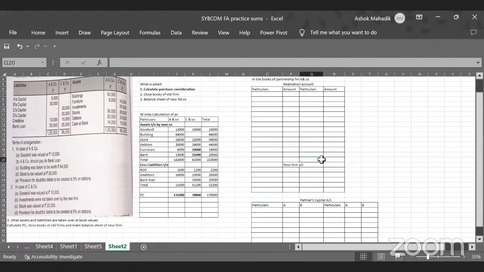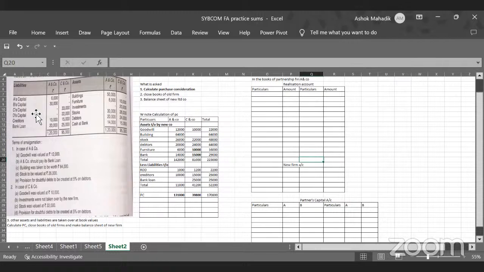Just pay attention. Those who attended the day before yesterday's lecture of conversion will find this very easy. Even other students will find this easy because it is similar to the dissolution of partnership, which you studied in SYBC. Okay, let us start. We start from the left hand side, that is the liability side. Whatever belongs to partners will go to partners capital account. I'll repeat: on the liability side, whatever belongs to partners will go to partners capital.